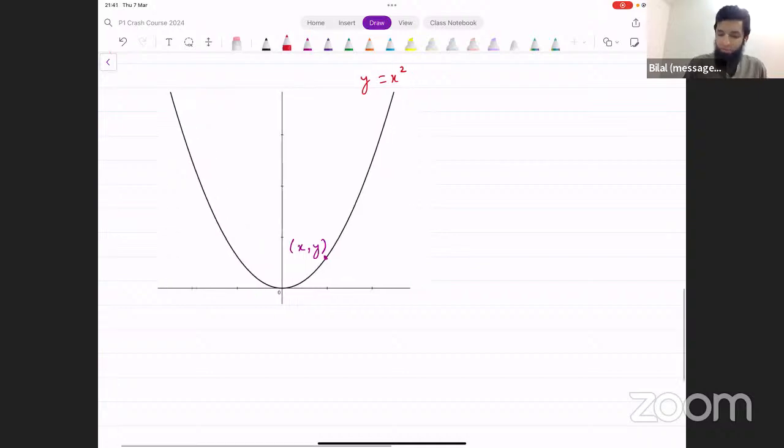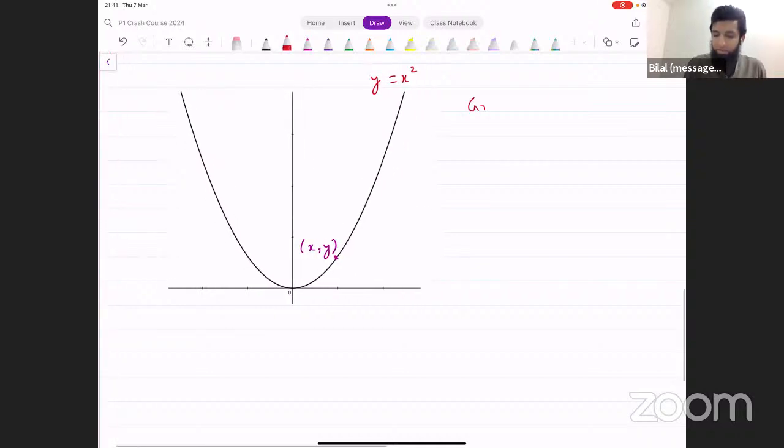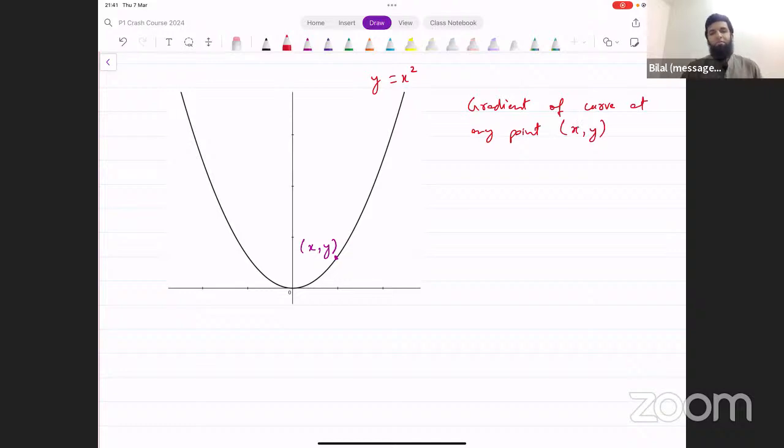Now we could use that same logic at this general point. So what you want to do is you want to find the gradient, and write down the statement here again. We want to find the gradient of the curve at any point on the curve that has coordinates x, y, right? Now, this is a general point on the line that we have taken. Let's apply that same process on this point.